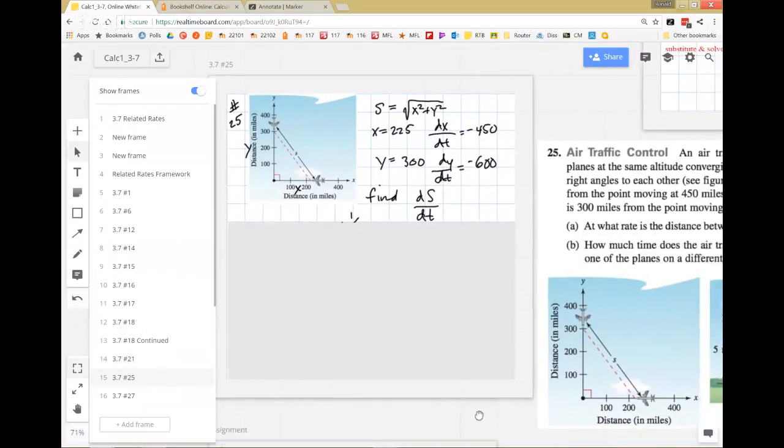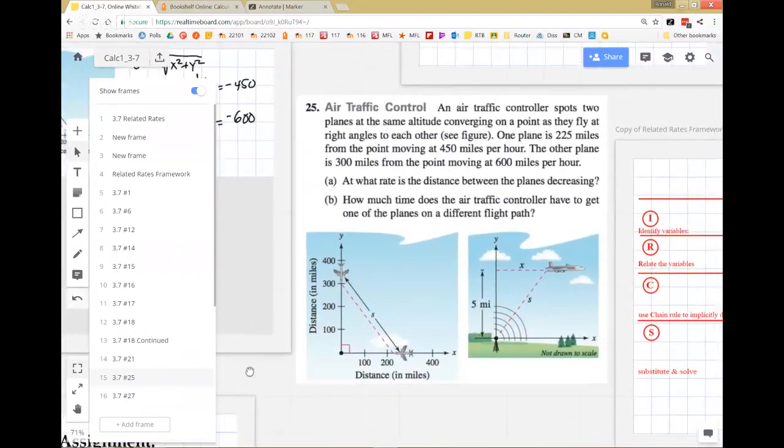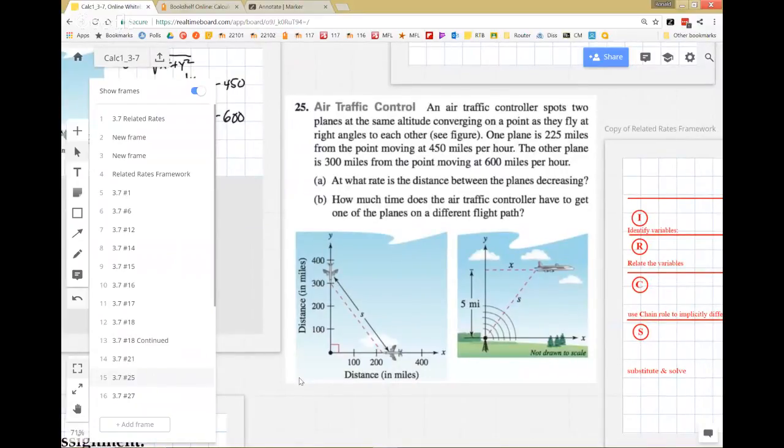So I've got the problem off here to the right. It's an air traffic control situation. An air traffic controller spots two planes at the same altitude converging on a point, obviously a red flag. As a traffic controller, the last thing you ever want to have happen is a midair collision. But the two planes are heading at each other at right angles. The picture shows this. One is heading downward, and this one is heading to the west. And they are set to converge right at that point there at the vertex.